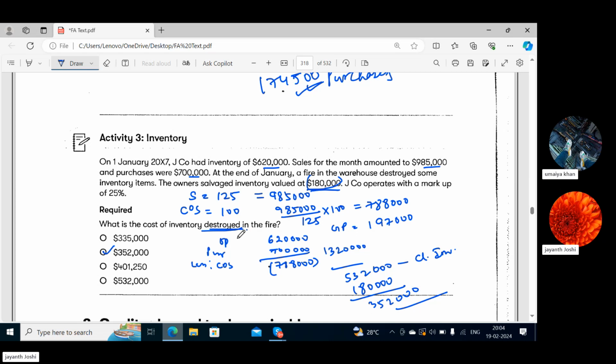Okay, got it. Question: are we using gross profit anywhere? No, gross profit is not required anywhere. Okay, thank you.